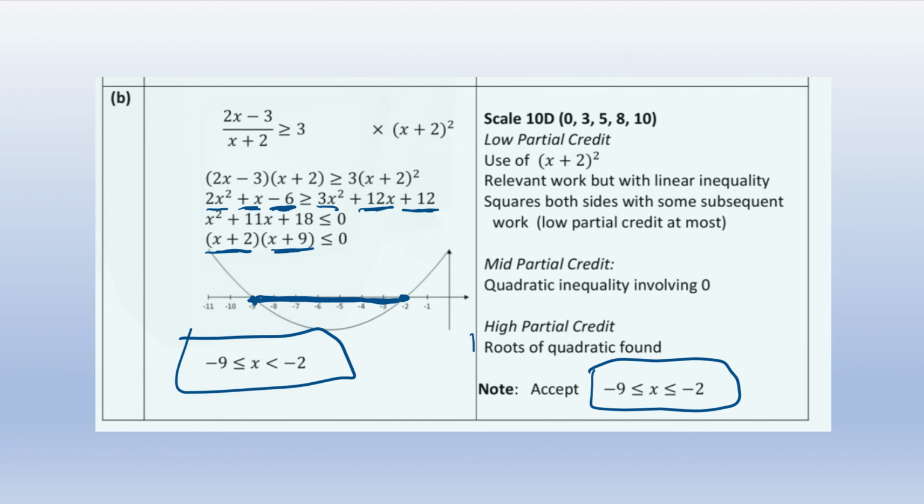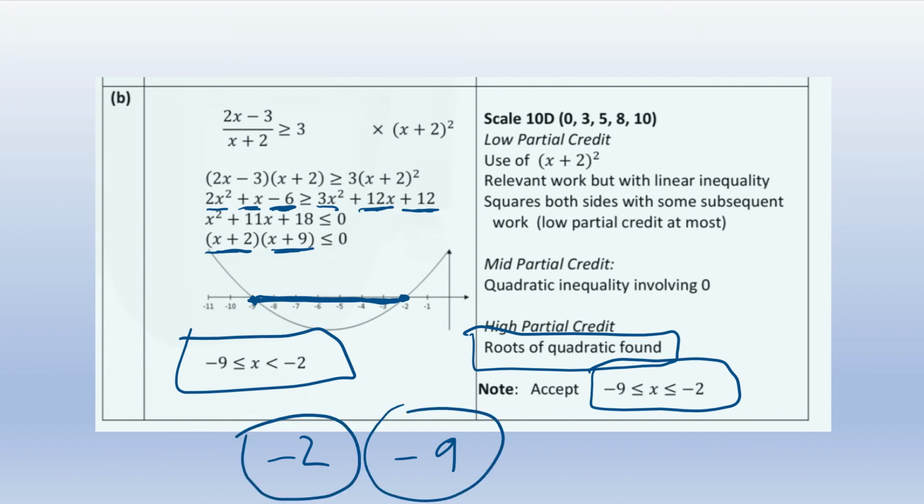You'll notice as well, as I was saying before, if you only find the roots of your quadratic, so if you found minus 2 and minus 9, you were getting your high partial credit, so you were getting 8 marks. I was stuck between 7 and 8 about 10, maybe 15 minutes ago at this point. In this question here, you're given 8 marks for just getting your roots. So basically 8 marks for doing something from Junior Cert.